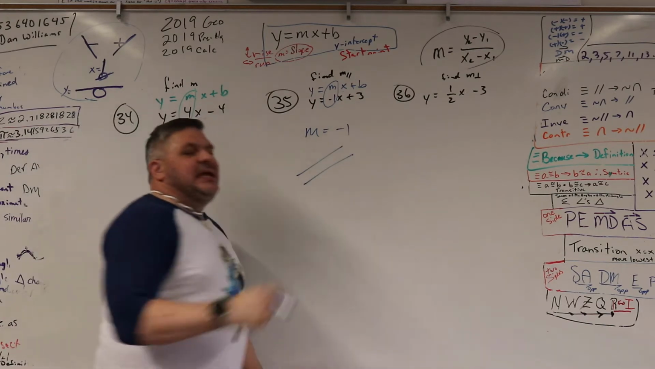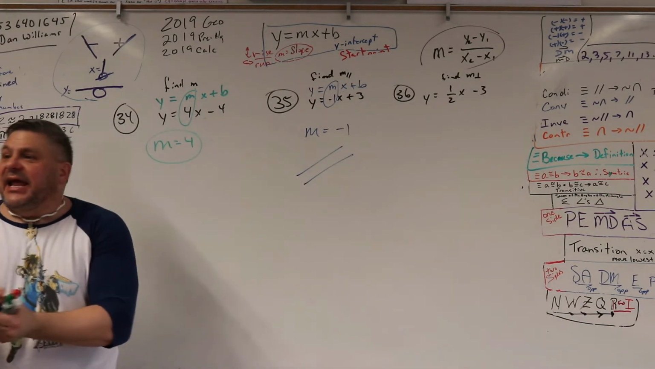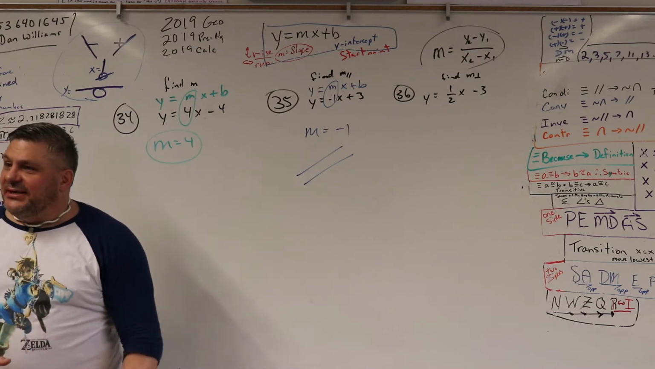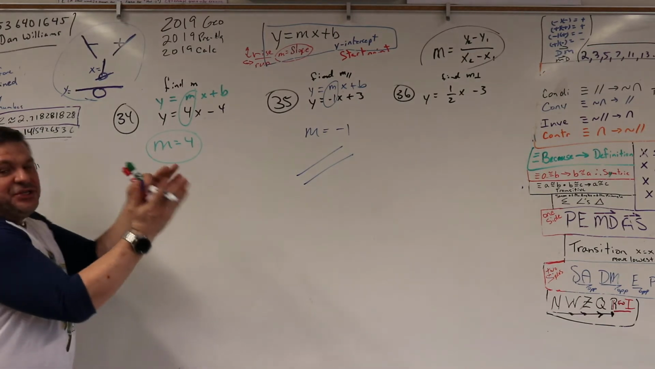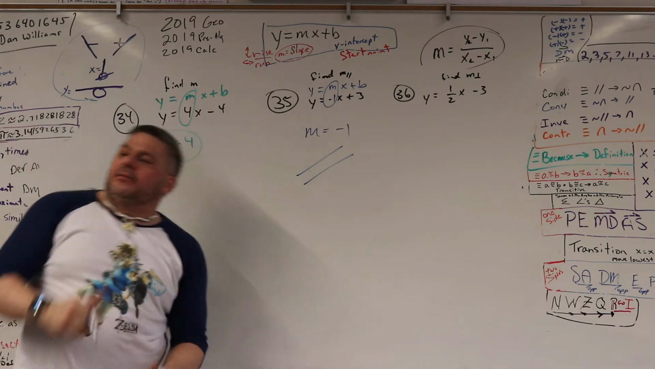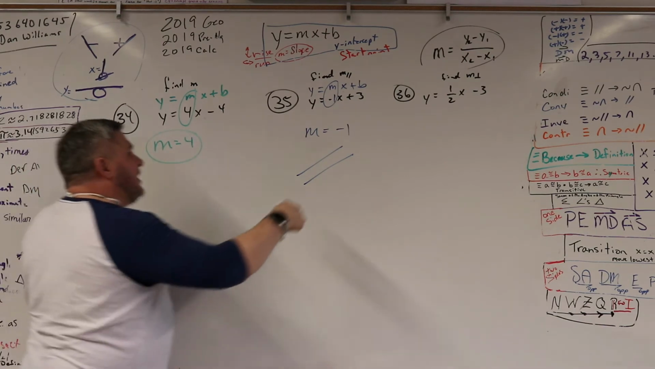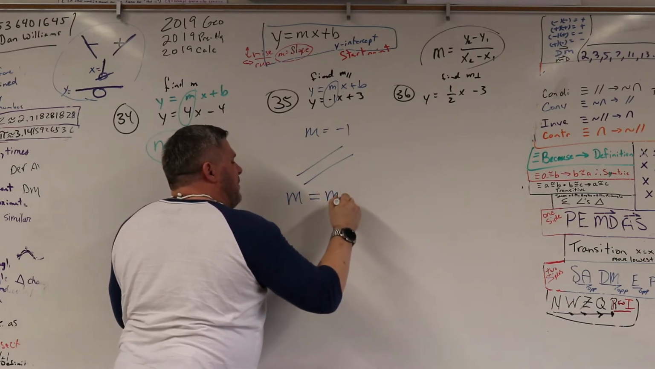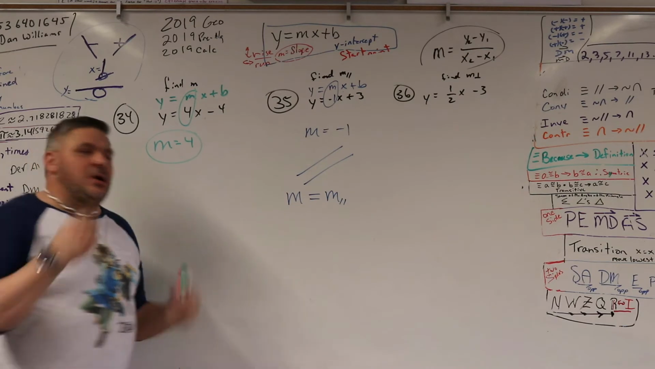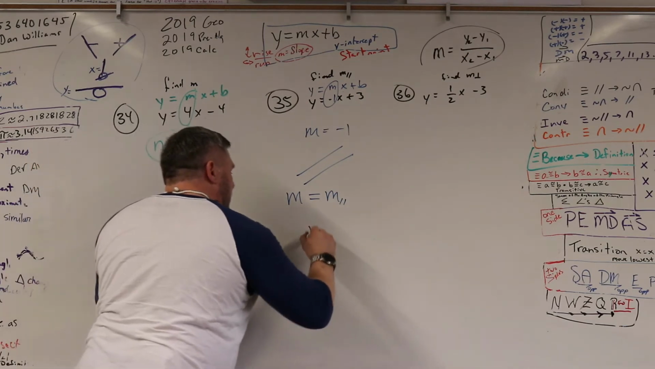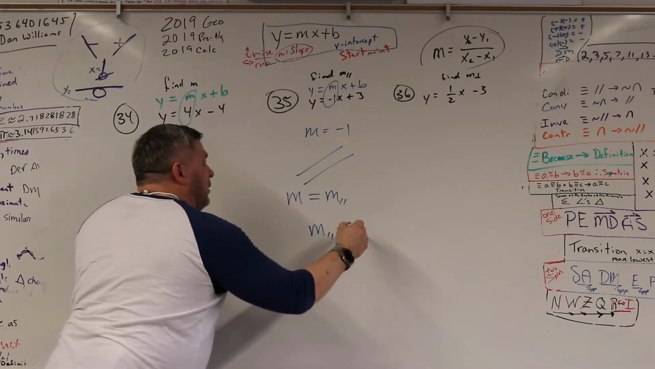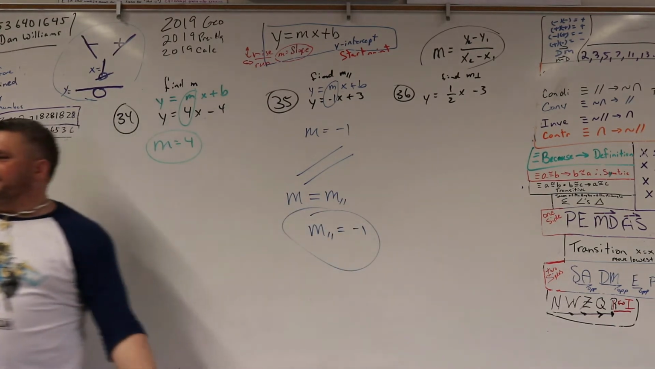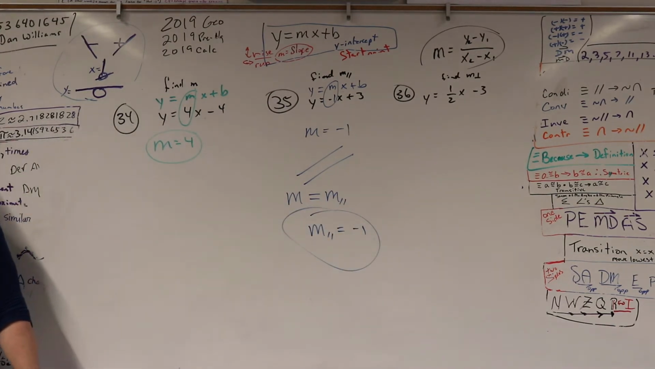Alright, now if they're parallel, that means that their slopes have to be the same. Does that make sense? They never touch. They're parallel. Okay? So if they never touch, then m has to equal m parallel. So m parallel would equal -1. It'd be the same, right? It would be the same. All right.